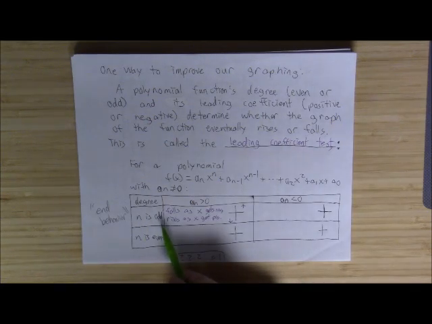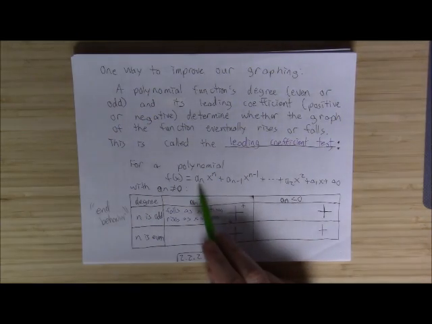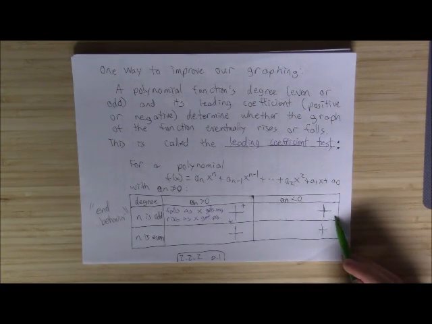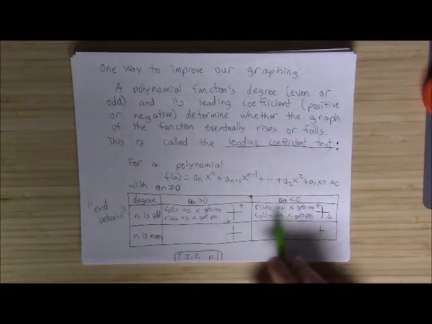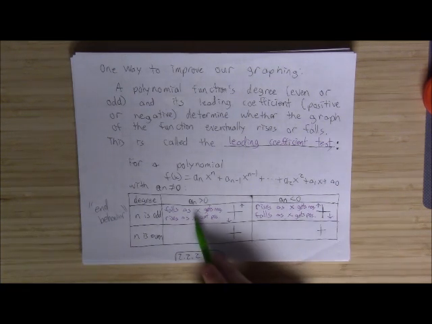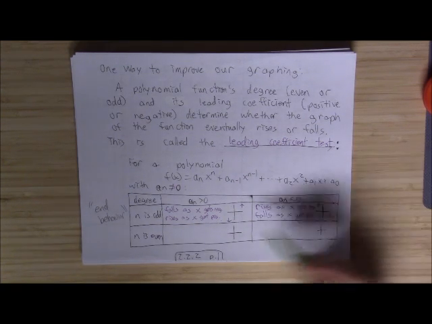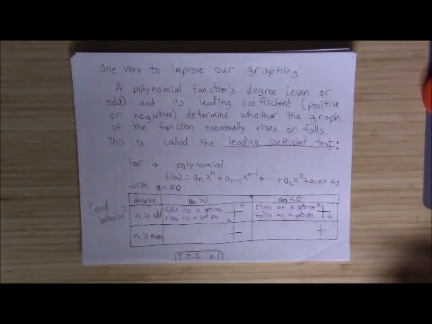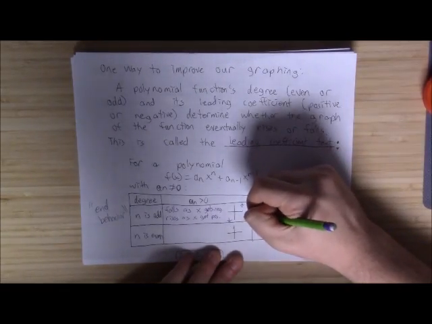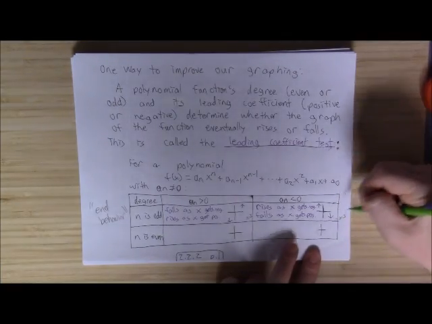Similarly, if n is odd, but the leading coefficient is negative, then it will rise as x gets negative and fall as x gets positive. Well, how can you see that? Because your degree is the same, you can think of this as a reflection across the x-axis of this. So again, the stereotypical thing here would be something like x cubed. Here, the stereotypical thing would be something like negative x cubed.